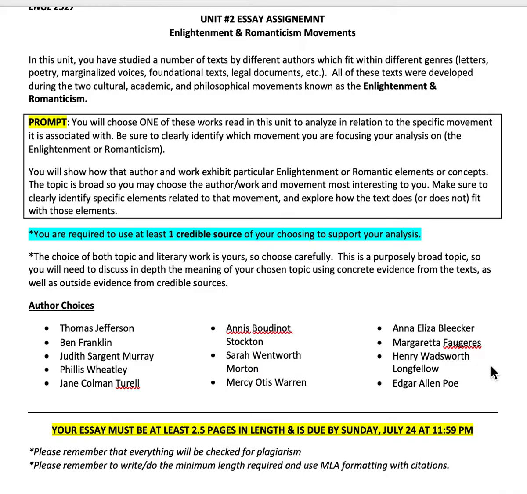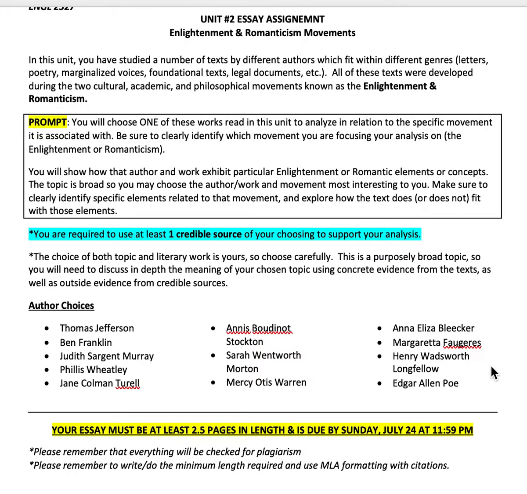So this is broad because I want you guys to choose the movement and the work that you read that's most interesting to you. If you really enjoyed the Romanticism movement and you love Poe, that's the one you should write about. If you really enjoyed Phyllis Wheatley and the Enlightenment, that's the one you write about. Make sure that you are clearly identifying these specific elements that are related to that movement for your audience.